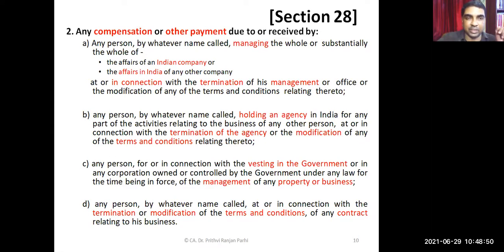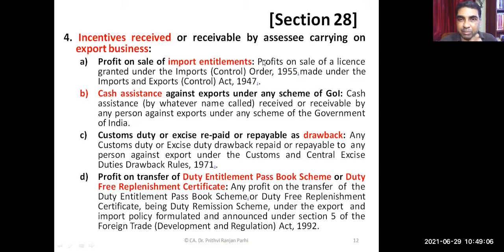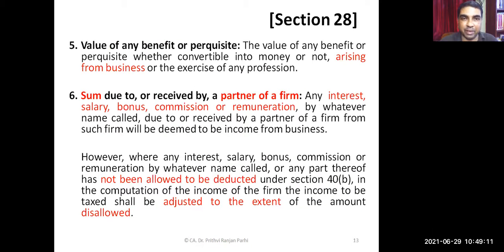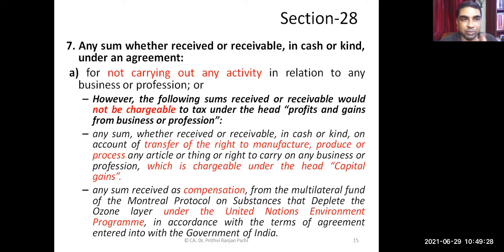You already know this. For example, the first one you see is income from any business or profession, any compensation or other payments. Then income from specific services performed by members of trade or professional associations. Then incentives received or receivable by the assessee for carrying on export businesses. The value of any benefit or perquisite relating to business. Any sum due or received by a partner of a firm, it may be interest, salary, bonus, commission, etc. All these things are taxable, and a few more things are also there.